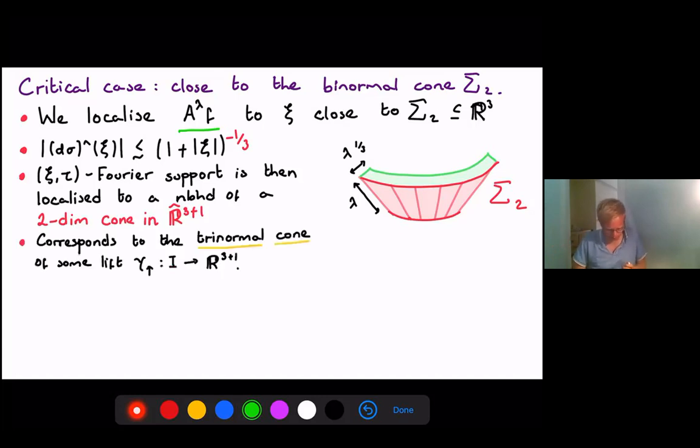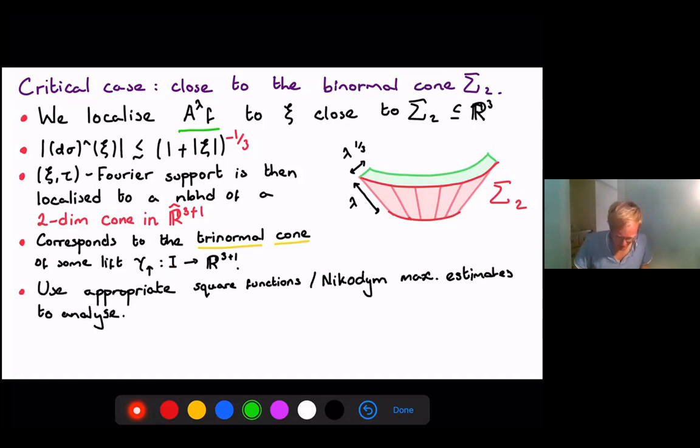And in fact, this cone has some geometric significance, but it's a little bit circuitous how you can interpret this geometrically. It corresponds to a trinomial cone associated to some curve related to our original gamma, but lifted to R4 in some way. Okay. So now what we can do is develop the appropriate square function theory and Nikodym maximal function estimates, which are adapted now to this geometry of this two-dimensional cone in R4.